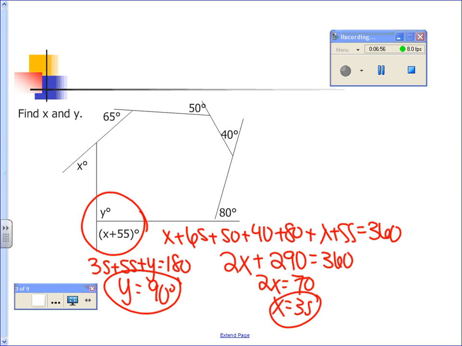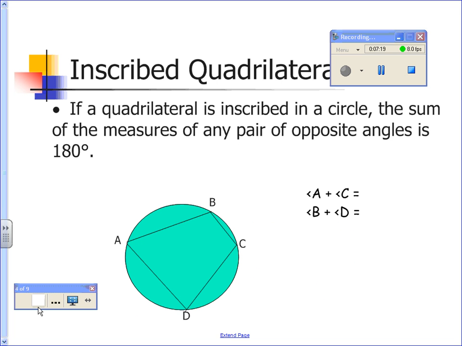Okay, so what's the formula for the sum of the interior angles? N minus 2 times 180. What's the formula for exterior angles? It always equals 360. That is the formula, 360 degrees. Does that make sense? There's not really a formula. It's just they always equal 360. Okay.